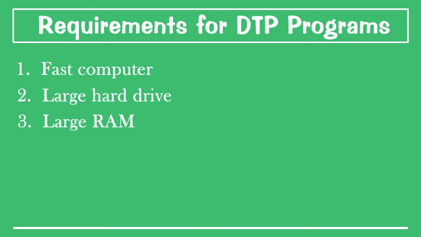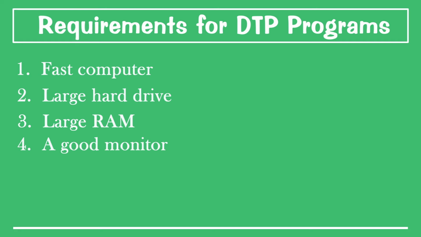This is so that your computer is faster, because if your RAM is small, it also affects the performance of your computer when the desktop publisher is loading. So you need to make sure that you have at least, say, 8 gig of RAM. And fourthly, you need to have a good monitor. Your monitor should be big enough in terms of size and resolution.